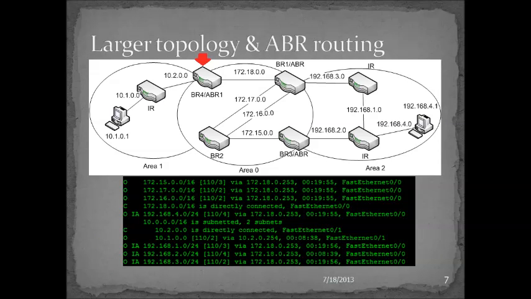All right. Later on in this same chapter, we start to talk about larger topologies, more complex things, and a couple of additional areas. So in the middle, we've got area 0, and then on the left, we've got area 1, and on the right, we've got area 2. This particular routing table, I've just pulled from one router, and that is BR4, ABR1 in the top left of area 0.